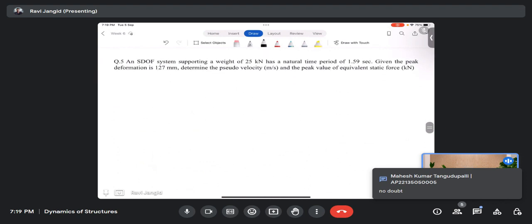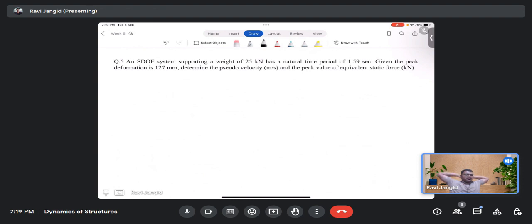So the next question is very simple. You can do it by yourself also. You are given a single degree of freedom system which has a weight of 25 kilonewton. Its natural time period is given as 1.5 second or 1.6 second. Peak deformation is also given as 127. Can you find out the pseudo velocity and the pseudo static force, like the peak equivalent force?